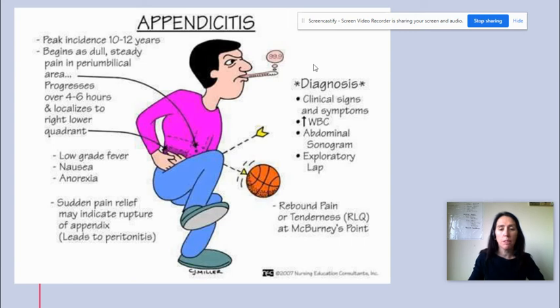So see down the bottom here, McBurney's point? That is the exact location of the appendix. So I'll tell you how to find that.